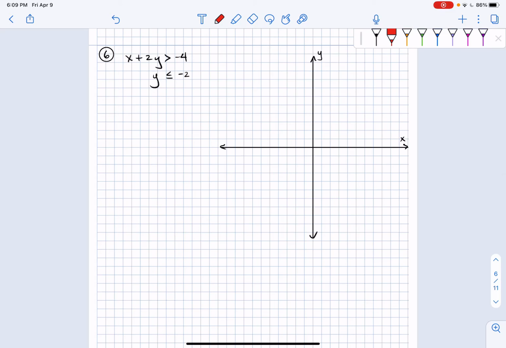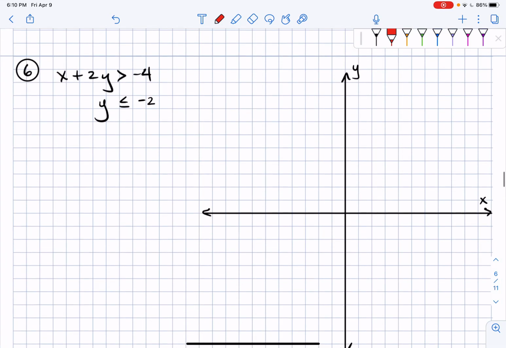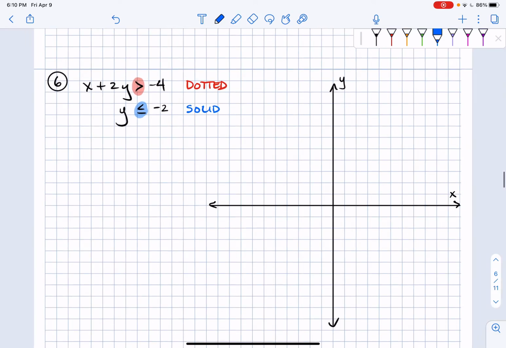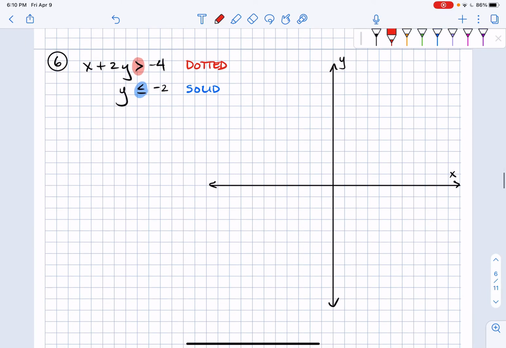Ooh, system of inequalities. Okay, so same thing. This one right here tells me that it is going to be a dotted line. And this one right here is going to tell me it's a solid line. Okay? Awesome. So let's go ahead and deal with the red line here. And the red line says x plus 2y equals negative 4.